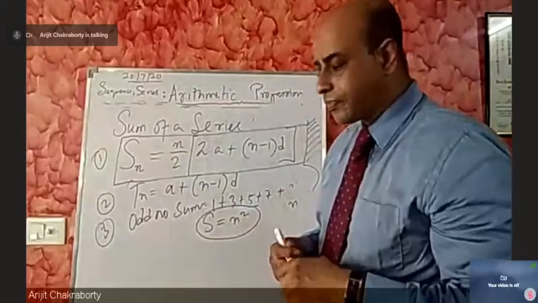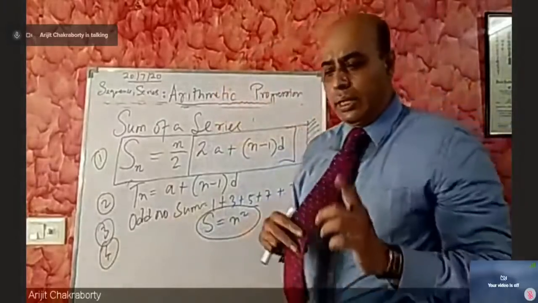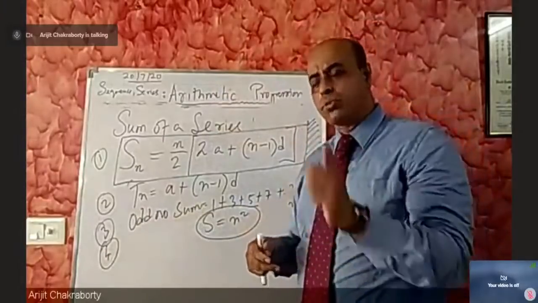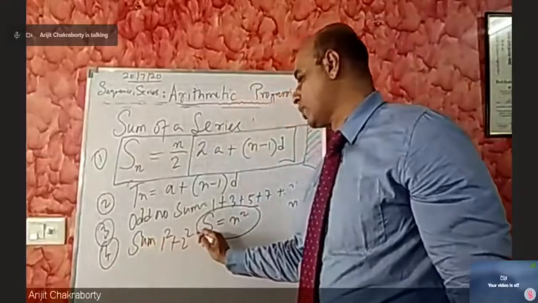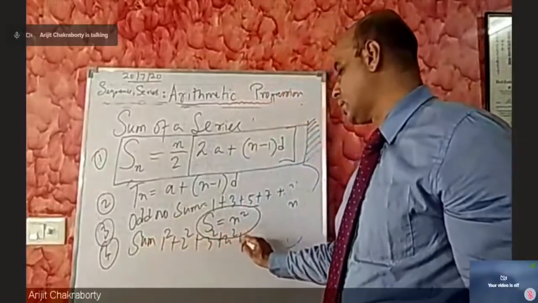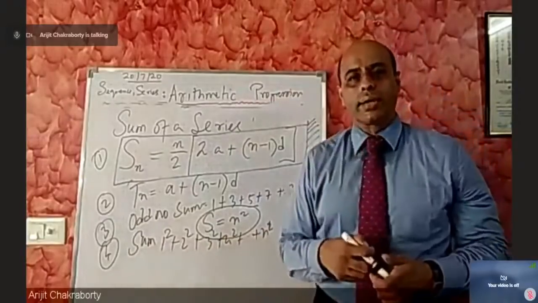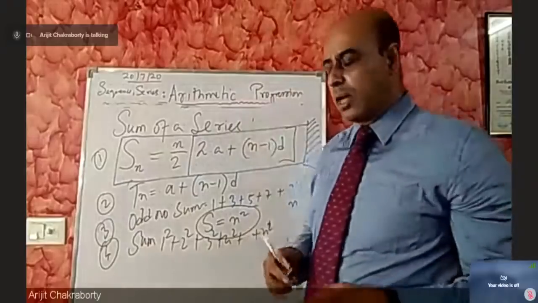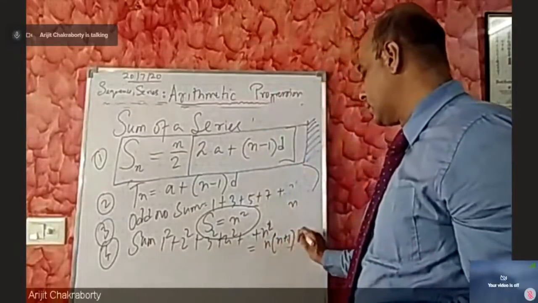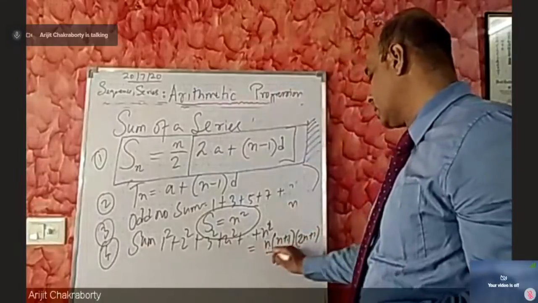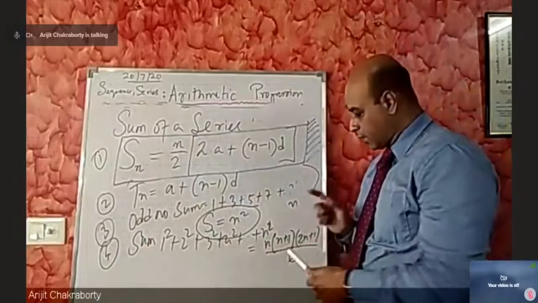Next is the fourth formula which you need to remember: 1 square plus 2 square plus 3 square. What is the sum of 1 square plus 2 square plus 3 square plus 4 square and so on plus n square? Okay, so this formula you need to remember again. It is n into n plus 1 into 2n plus 1 by 6. N into n plus 1 into 2n plus 1 by 6.